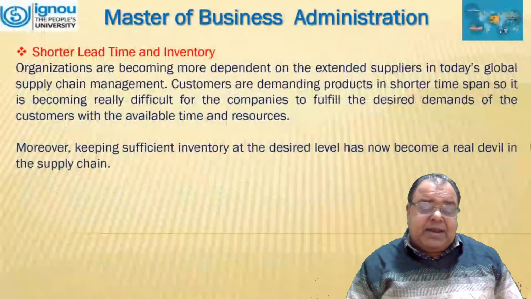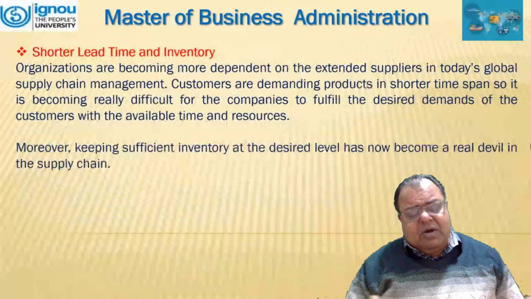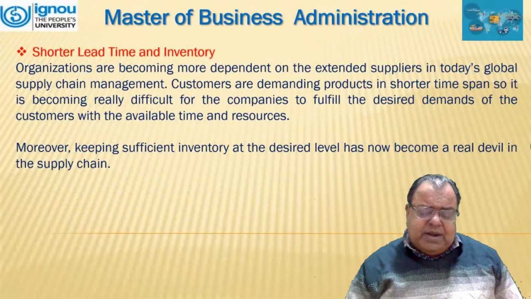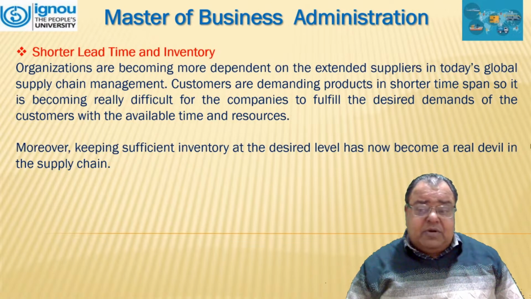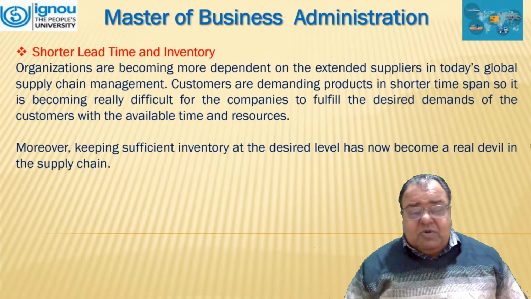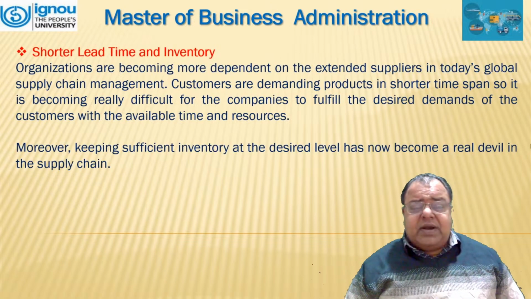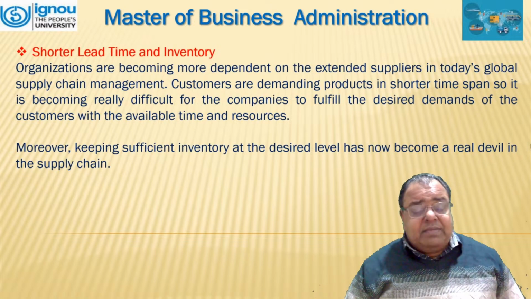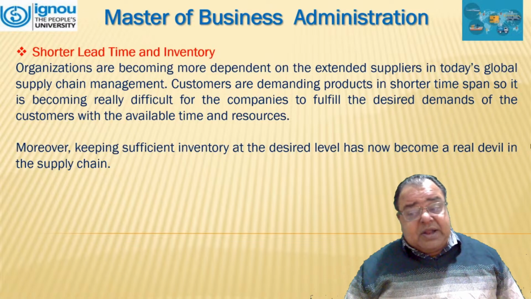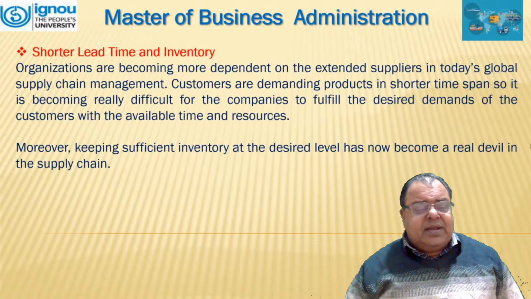Shorter lead time and inventory. Organizations are becoming more dependent on the extended suppliers in today's global supply chain management. Customers are demanding products in a shorter time span. So it is becoming really difficult for the companies to fulfill the desired demand of the customers with the available time and resources. Moreover, keeping sufficient inventory at the desired level has now become a real devil in the supply chain.